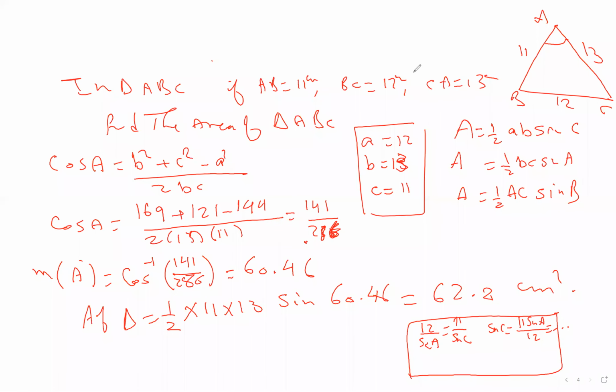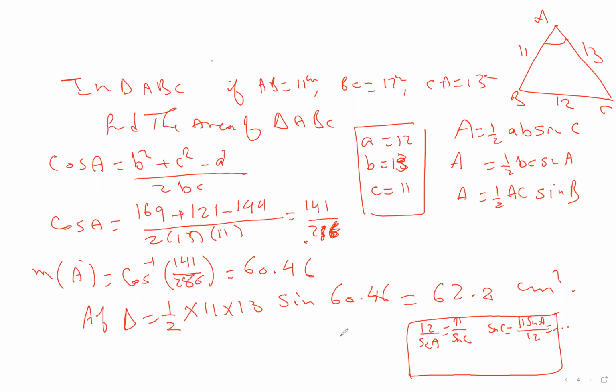Now you have 3 sides and 1 angle. Then the conditions are enough to use either the sine rule or the cosine rule. If you need the cosine rule, you already used it. And if you need the sine rule, you can use this angle and the opposite side. It will be 12 over sine A equals 11 over sine C, and directly you can find sine C.